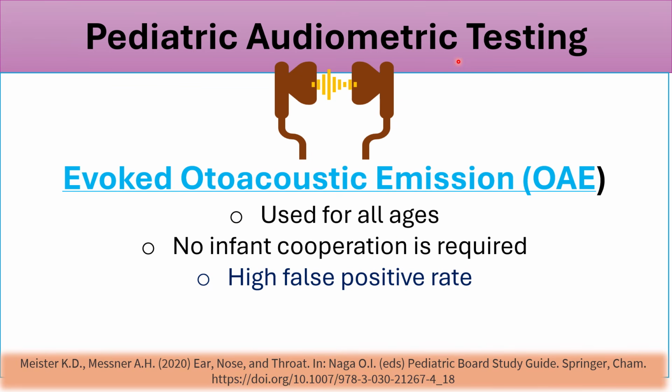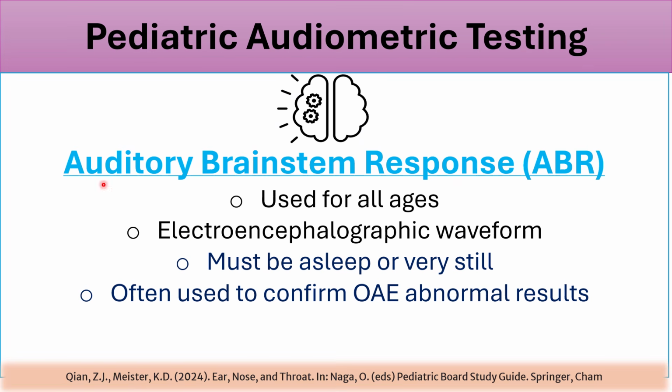Pediatric audiometric testing: the most common we use in the NICU or in the newborn nursery is evoked otoacoustic emission, used for all ages. No infant cooperation is required, but it has a high false positive rate. Auditory brainstem response, or ABR, is used for all ages by placing electrodes on the scalp and behind the ears and a headphone. The headphone will produce sound. The sound will be transmitted to the brain and translated into an electroencephalographic waveform. The child must be asleep or very still. Often used to confirm abnormal otoacoustic emission results.